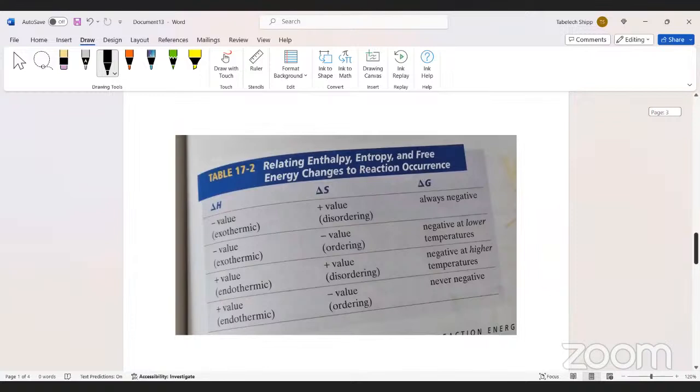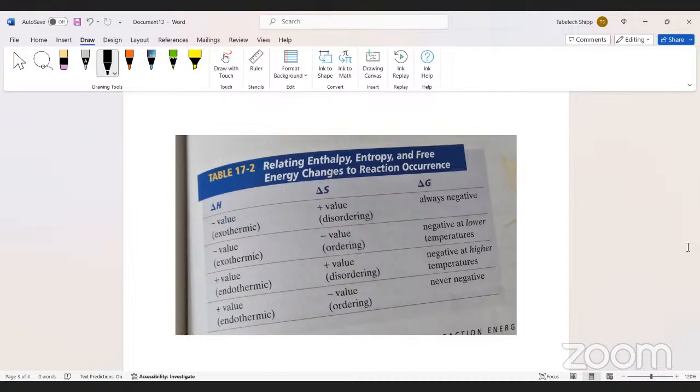Now, let me also say this, okay? If your teachers give you a chart, such as what I have on the screen, and they tell you to determine if it's going to be an exothermic reaction, endothermic reaction, or what can you say with all this? Let me also give you some other tips too.